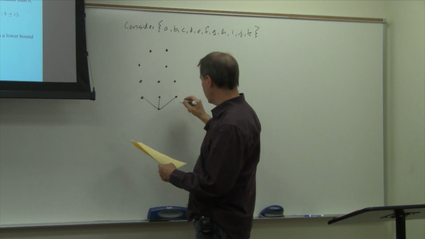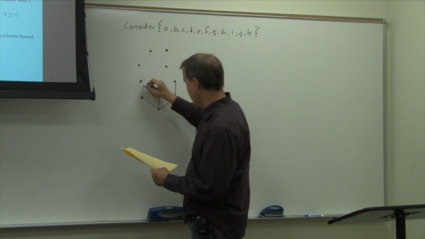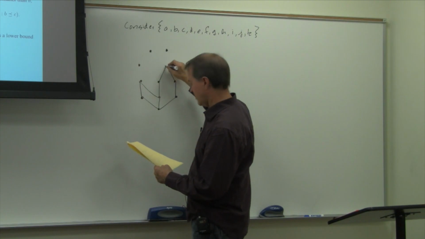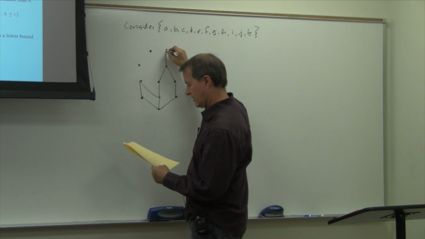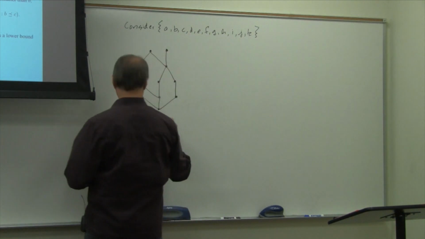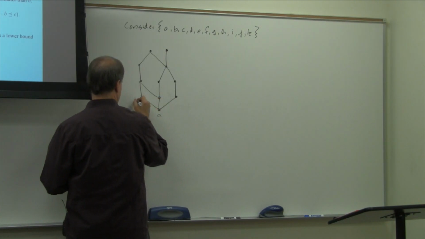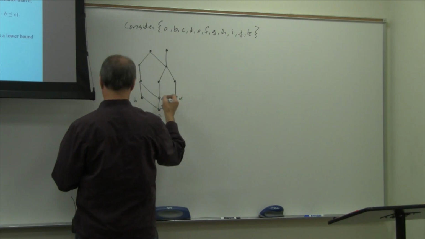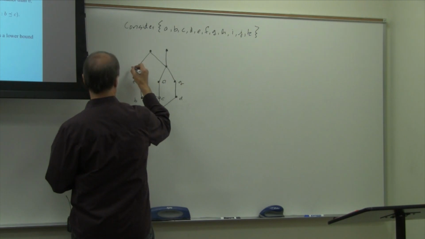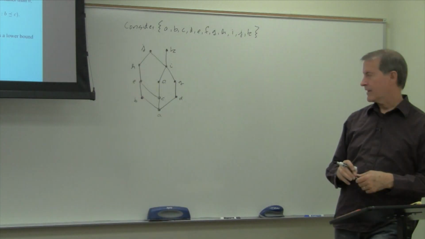And here's how they're going to be connected. This is going to go up to here, and this will go to here, and this will go to here, and this will go here and here, and here, and here, and here. Okay? So here's what it looks like, and here are the elements: A, B, C, D, E, F, G, H, I, J, K.